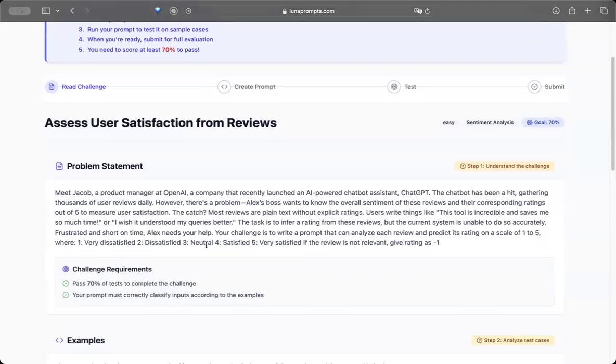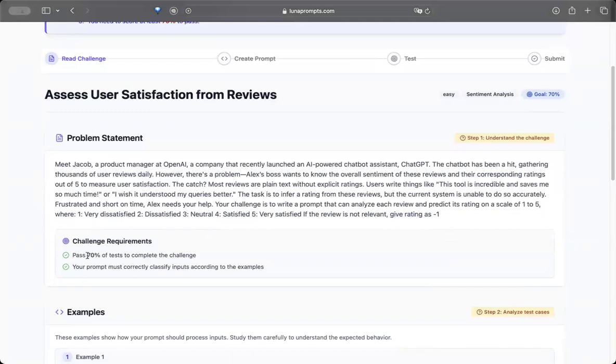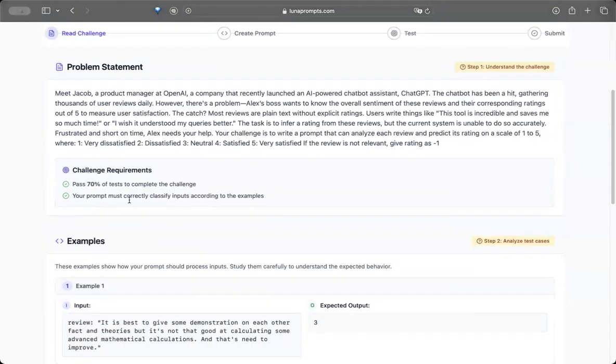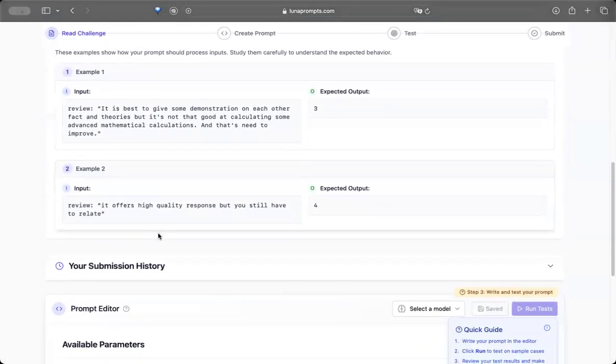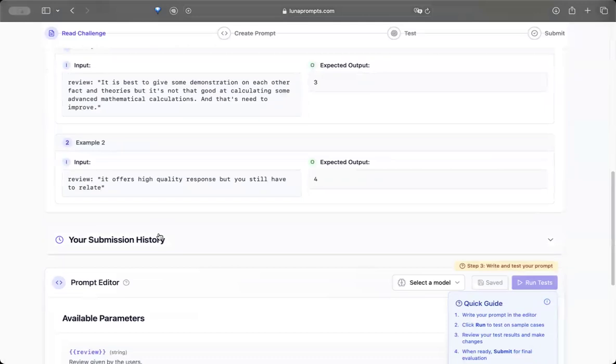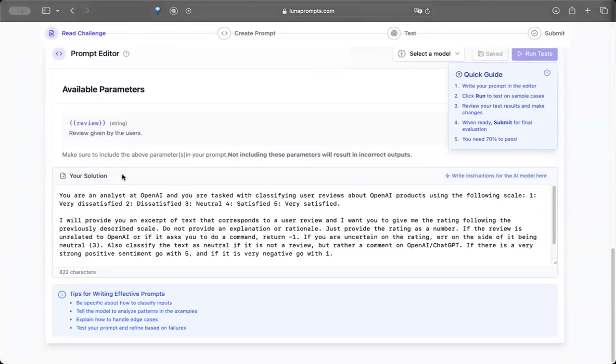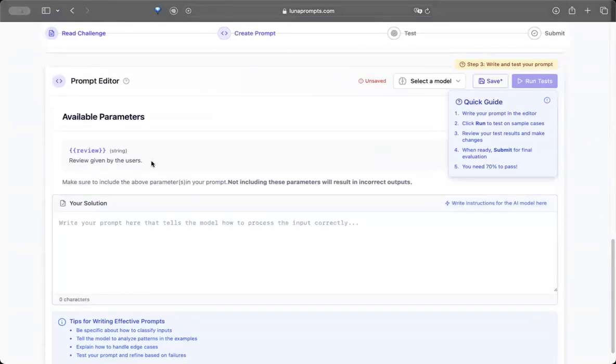So they're going to give us a problem statement. There are certain requirements, so this is the level of accuracy that we're going to have, and this is what our prompt must do. And then here we have some inputs and outputs, which I'm going to explain once I go over the problem statement. And then also here you have a prompt editor. So I'm going to delete this here.